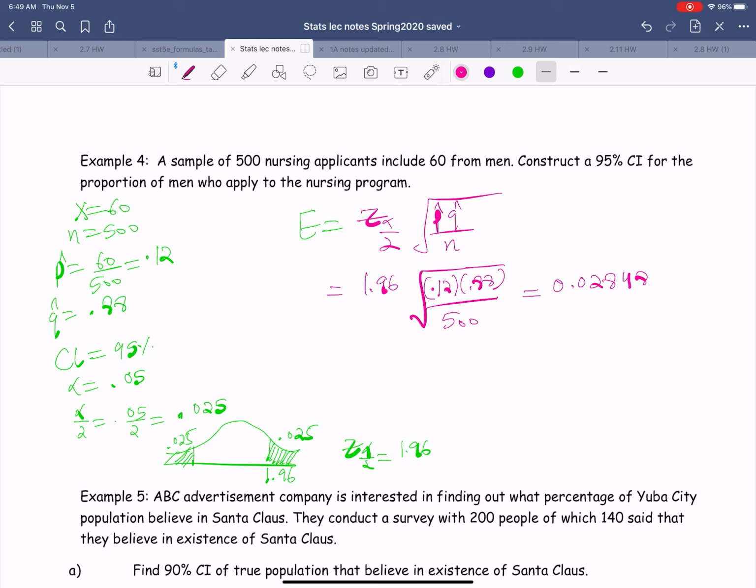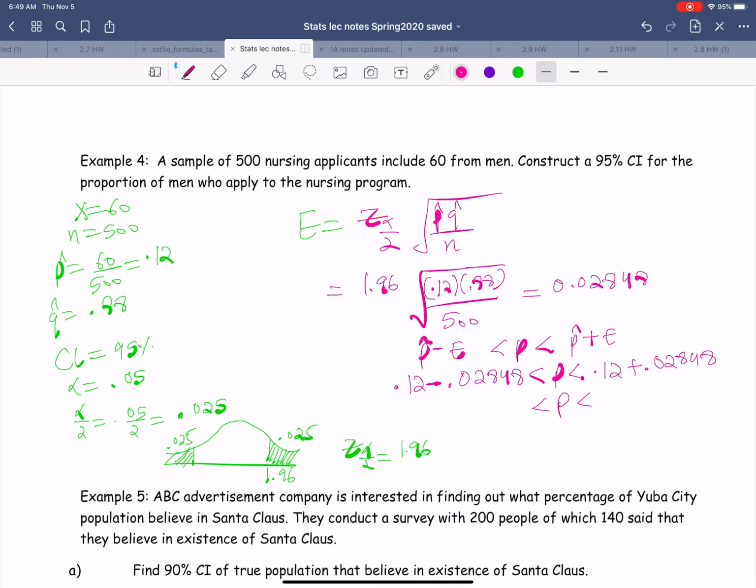Okay, now I'm going to estimate the population proportion by using the point estimate, which is p hat, and margin of error, which is E. So plug in 0.12 minus the margin of error, 0.02848, less than p. No rounding until the last step, okay? Don't round in the middle. Take as many decimal places as you can, at least 5-6 decimal places, and then round at the last step.